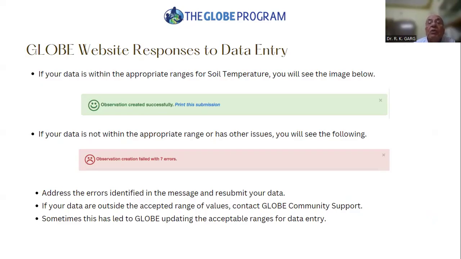In case there is something wrong, the range is inappropriate or your time is not proper or something has gone wrong, then what will happen? Then there will be a safe place so that you can correct the errors. Address the errors identified in the messages and you can resubmit your data. If your data are outside the accepted range of values, the GLOBE community should be contacted and they will help you understand what is wrong with your data and why it is not within the acceptable ranges. Next, please.